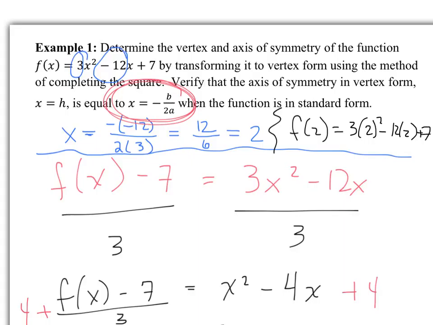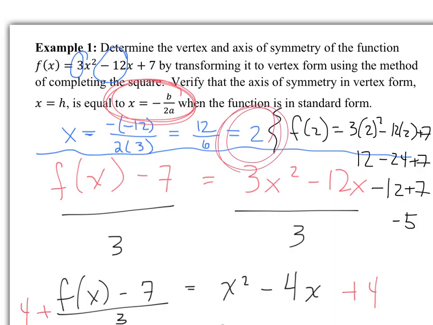3 times 2 squared is really 3 times 4. Okay, I've got 12 minus 24 plus 7. 12 minus 24 is negative 12 plus 7, giving me negative 5. There's my coordinate. 2, right here I'm circling, negative 5 over here. Okay, as the coordinate 2, comma, negative 5.